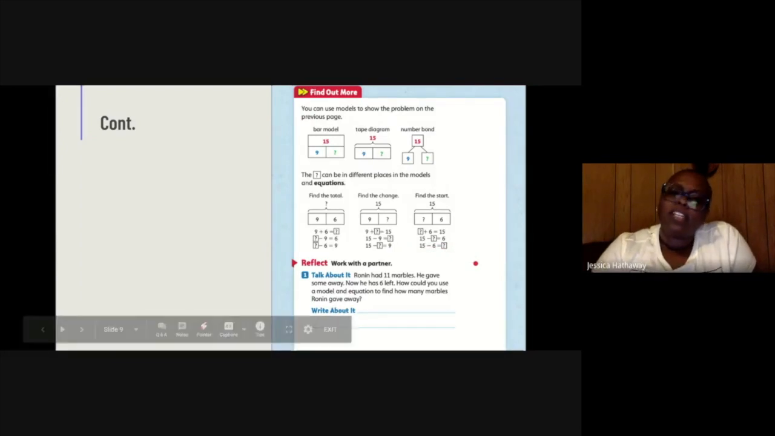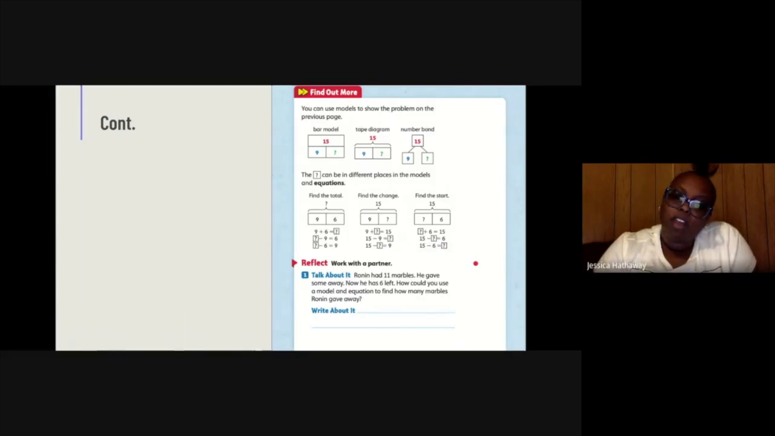Now, let's reflect. Ron had 11 marbles. He gave some away. Now, he has 6 left. How could you use a model and an equation to find how many marbles Ron gave away? I want you to pause and try this with your partner. Your partner can be your sibling, your parent, or guardian. I'll give you about 5 to 10 seconds. 5, 4, 3, 2, 1.